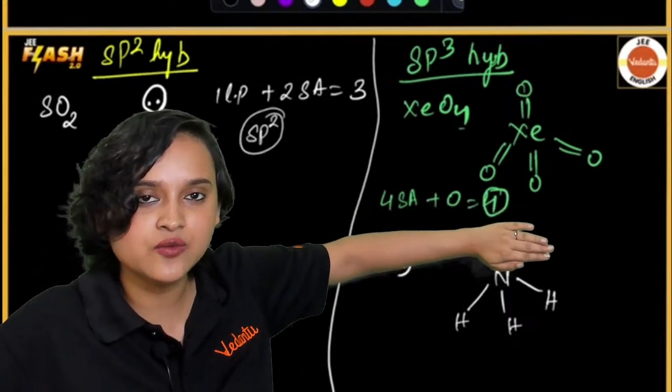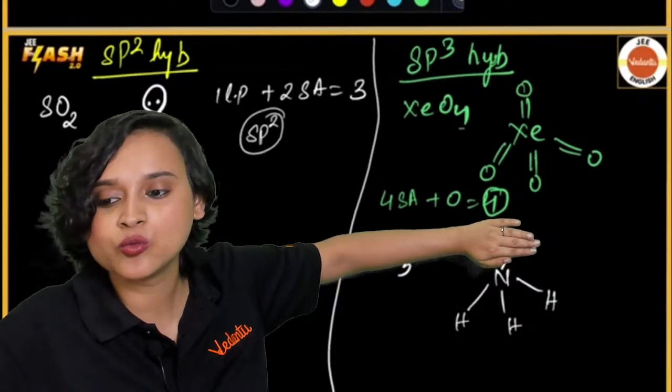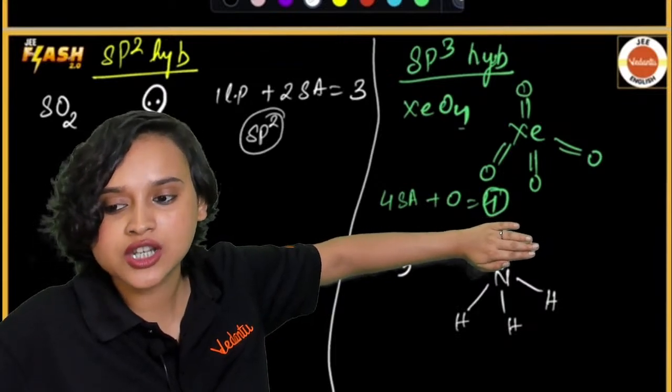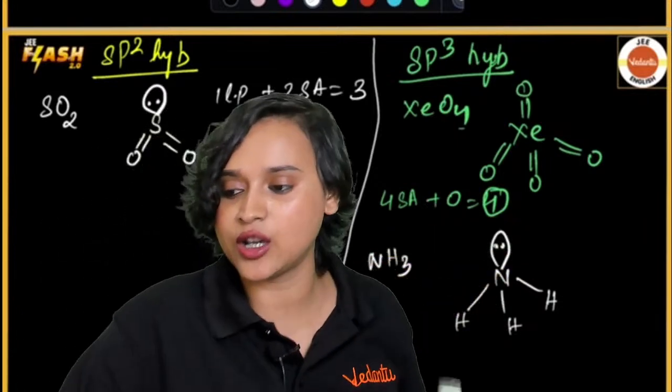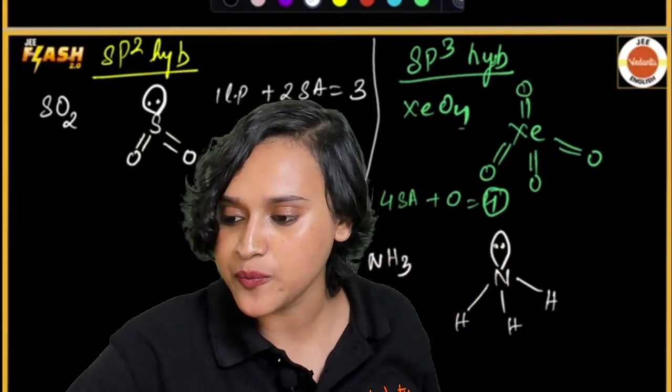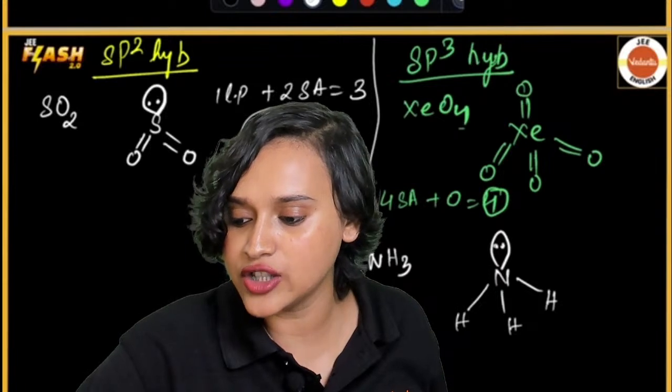But if I cover this, what do you get? You get pyramidal shape. Write it down in the chat box, everybody. Quickly write it down in the chat box.